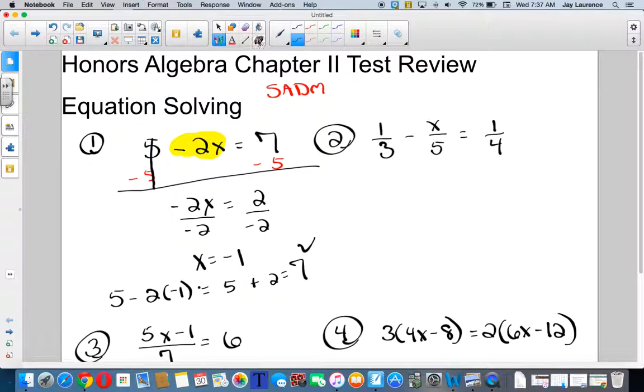All right, let's come up here to problem number 2. Now, problem number 2, there are a lot of different ways to do it. I would like to multiply to get rid of my denominators first. That's how I would do it. I think it'll be a lot easier. And then it'll look like a normal two-step equation. And I will listen to Saddam. So, the question is, what number am I going to multiply by? Well, I need the smallest number of 3, 4, and 5. I need the least common multiple.